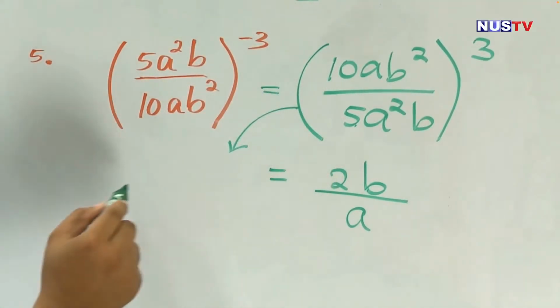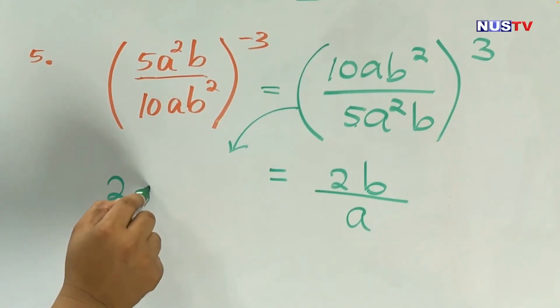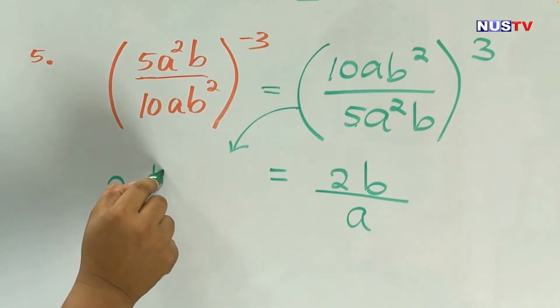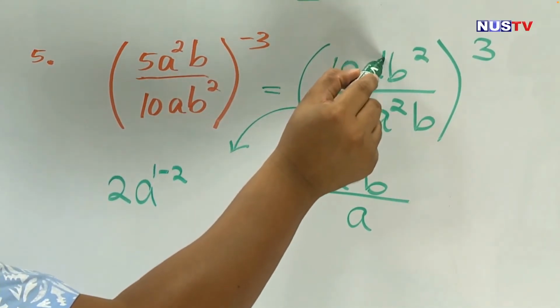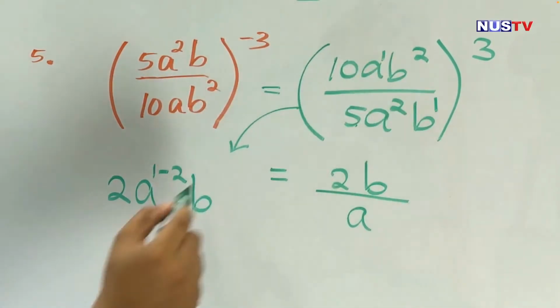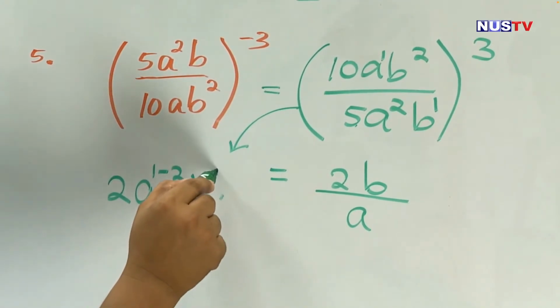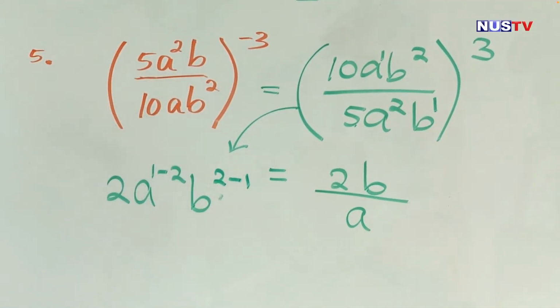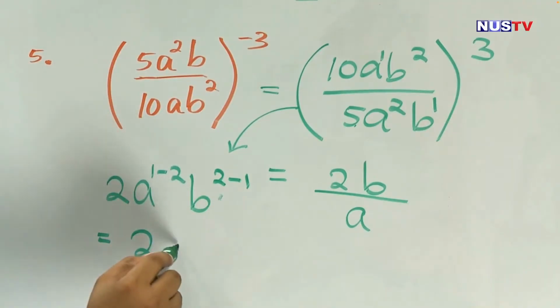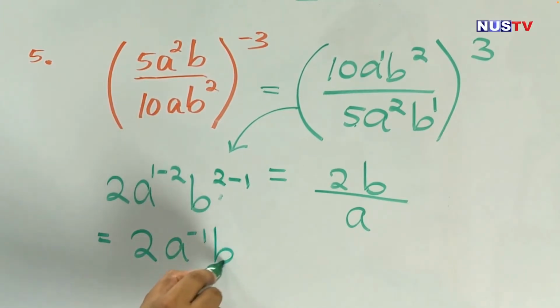So 10 divided by 5 is equal to 2. A divided by a to the power of 2, that will be a to the power of 1 minus 2. So 1 there, minus 2 here. And then b to the power of 2 minus 1 there. So that will be 2 minus 1. So when we simplify that one, we have 2 here. A to the power of 1 minus 2, that will be a to the power of -1. B to the power of 2 minus 1, that will be b.